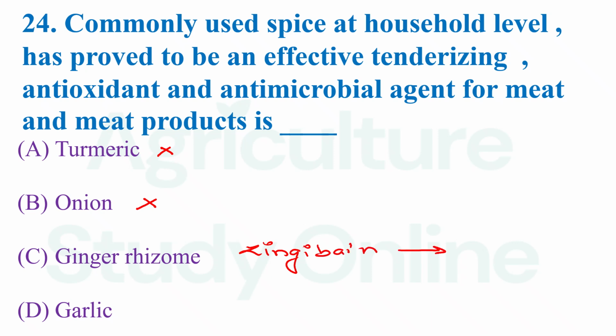This will tenderize the meat, and it also has antioxidant and antimicrobial properties. Garlic has strong antimicrobial and antioxidant effects but not the tenderizing effect. So the correct option will be option C.